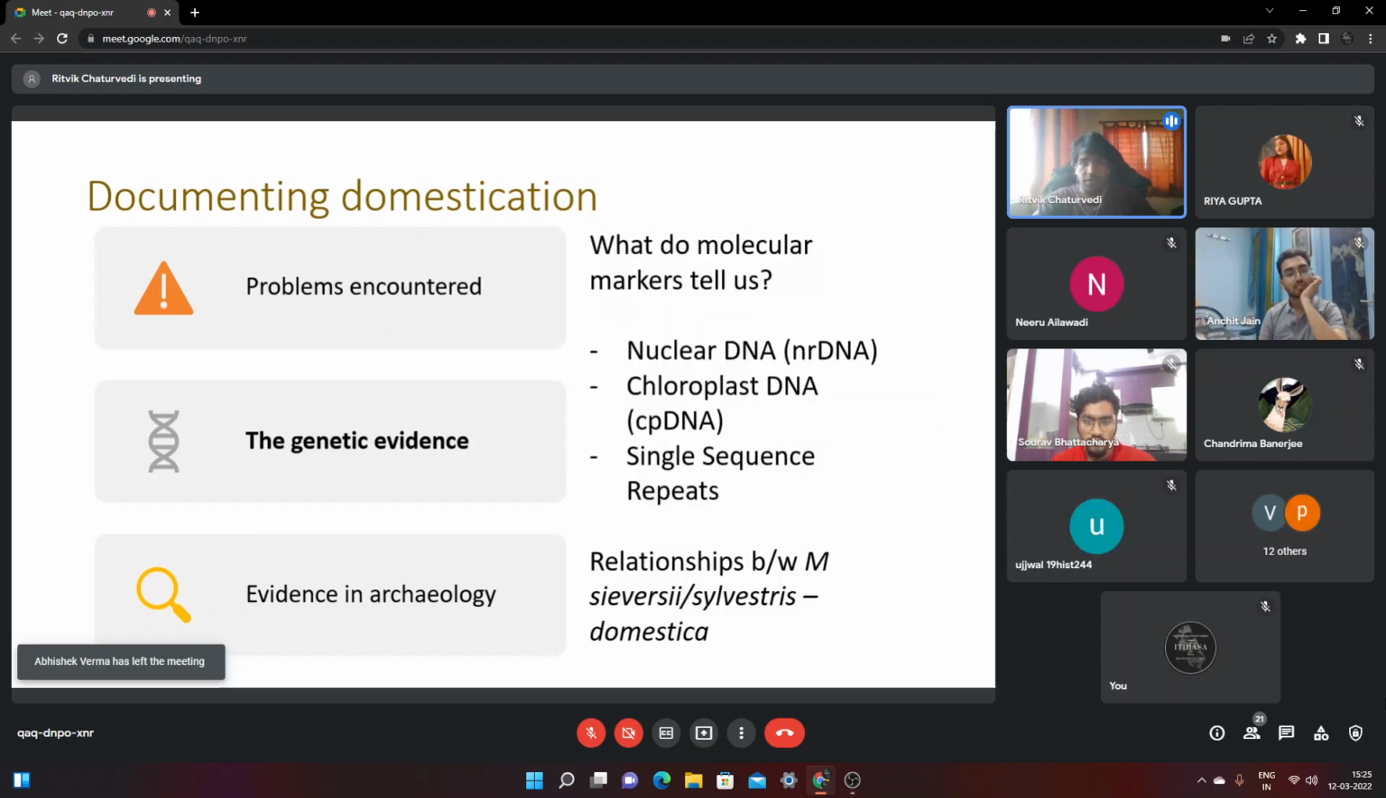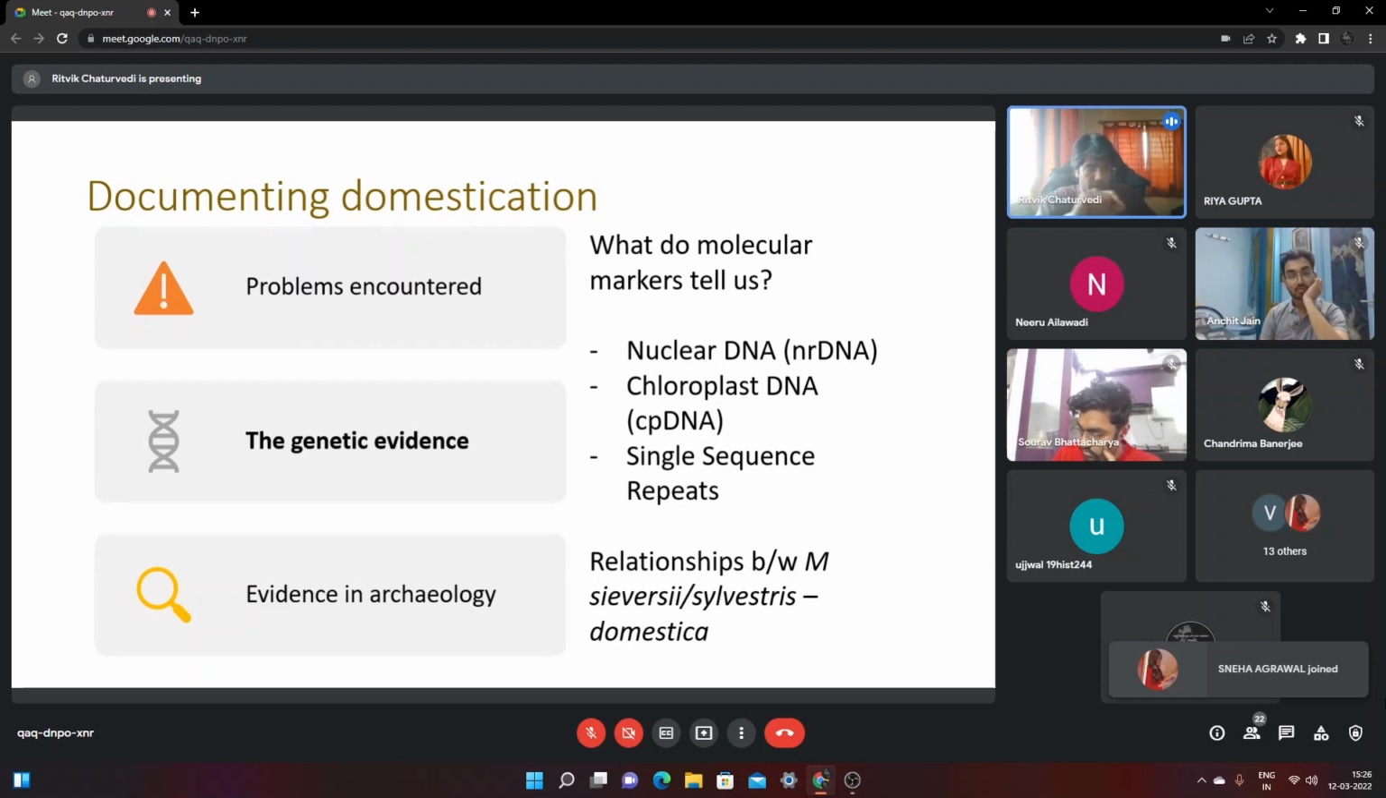There's close evidence between nuclear DNA and chloroplast DNA. If you want, I can go into the details of what they mean. Between the Sieversii and the Domestica varieties, there is a close relationship between the nuclear and chloroplast DNA, such that Sieversii is the closest relative of Malus domestica.